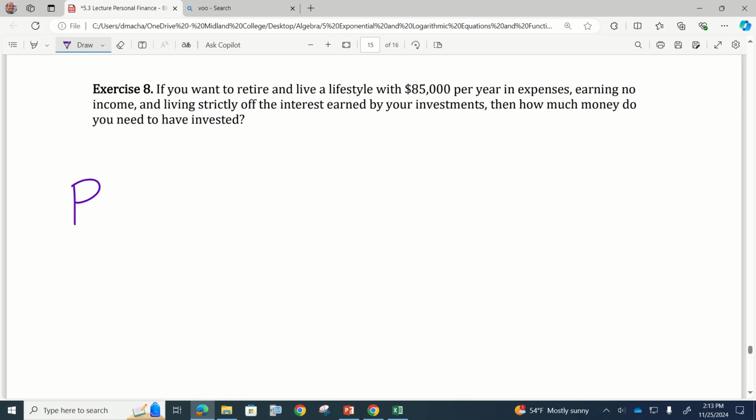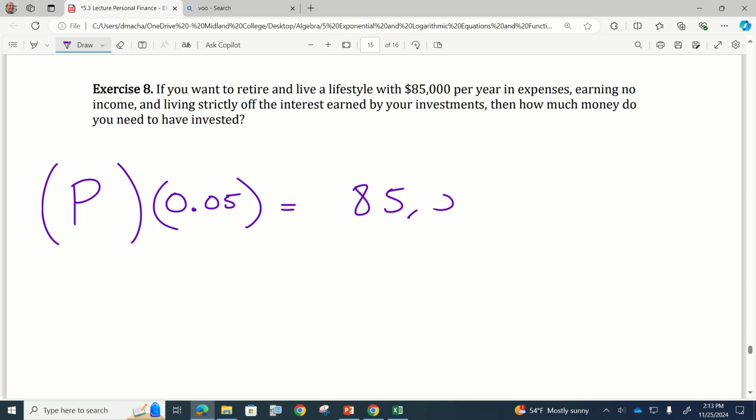Imagine I want to save up some large amount of money, my principal, times 5%, because I could make 5% interest off of this investment every year. And then I'll just withdraw just the interest I made that year, right? So it should be 5% of my principal. I want this to be equal to $85,000 a year so I can support my lavish lifestyle.